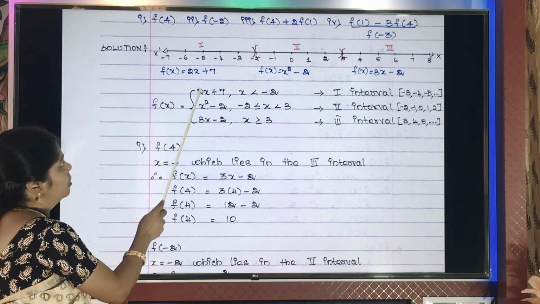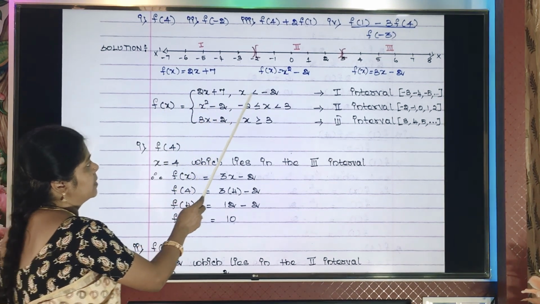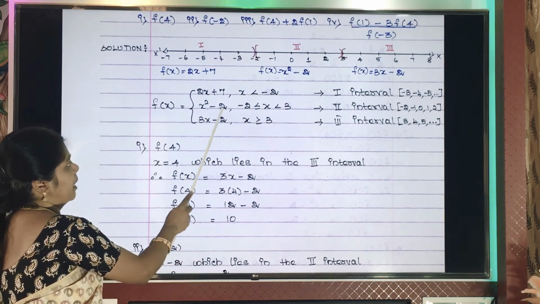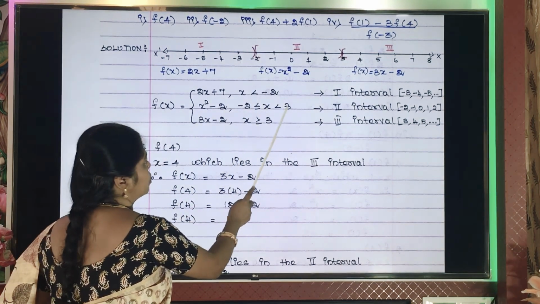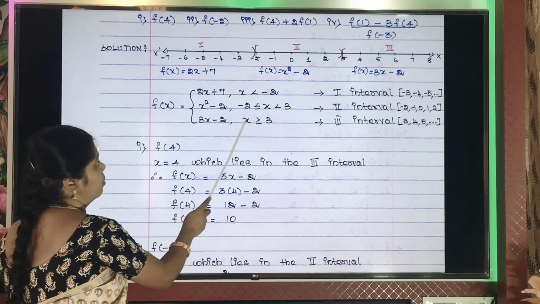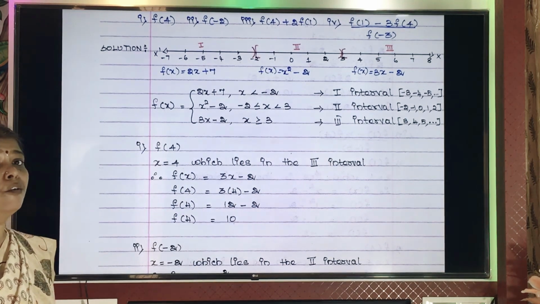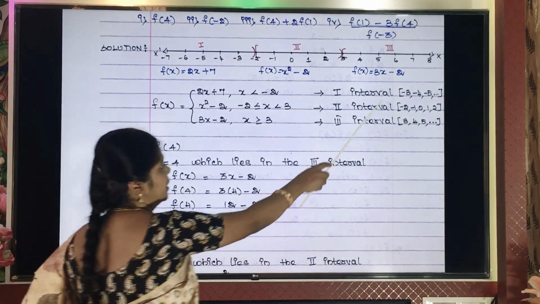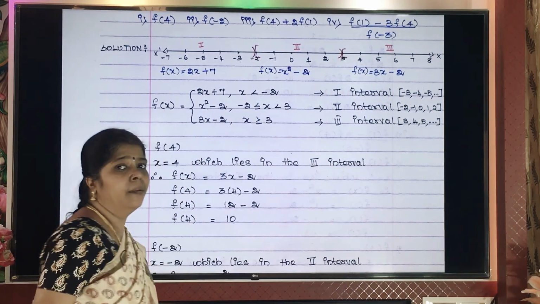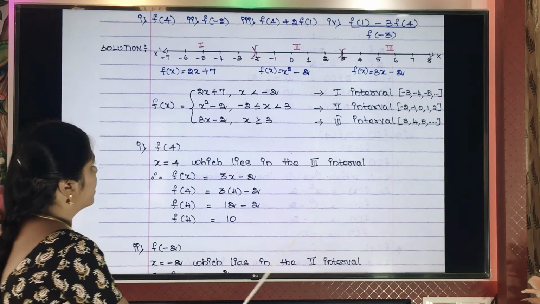f of x is equal to 2x plus 7 when x is less than minus 2; x square minus 2 when x lies between minus 2 and 3; 3x minus 2 when x is greater than or equal to 3. Children, for your better understanding, I have written the interval here. Can you all see?